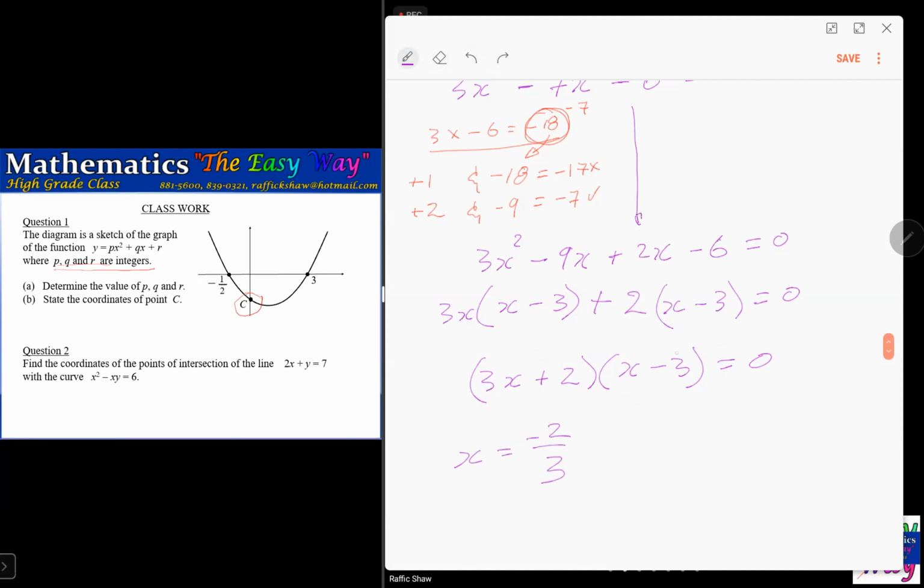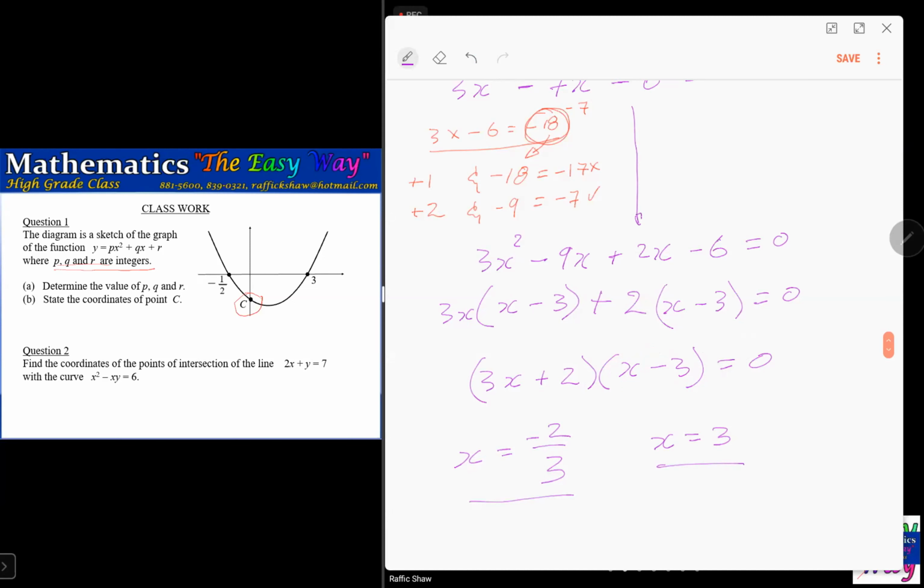And then if this one equals 0, to get the x, you just move the 3 alone over the equal sign and it becomes positive 3. And so the other one is x equals 3. So 2 points where the line and the curve meet, where the y value is the same, right? x is equal to negative 2/3 at one of the points, and x is equal to 3 at the other point, where the line and the curve meet. Remember, it's question 2 we're doing now, right?